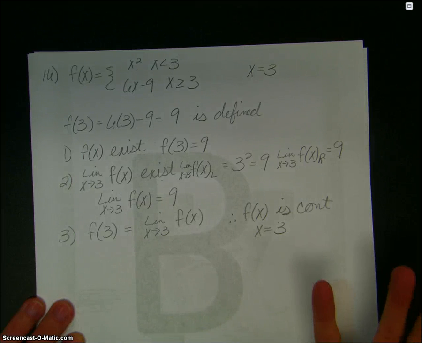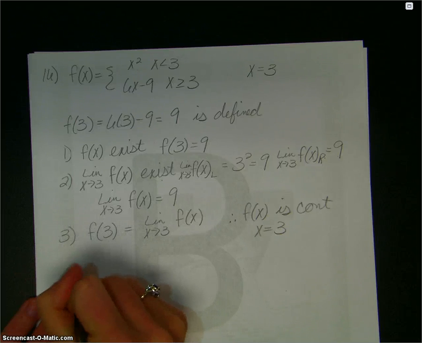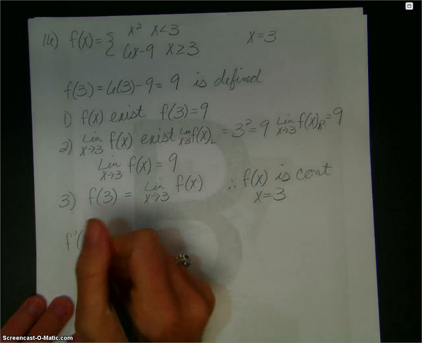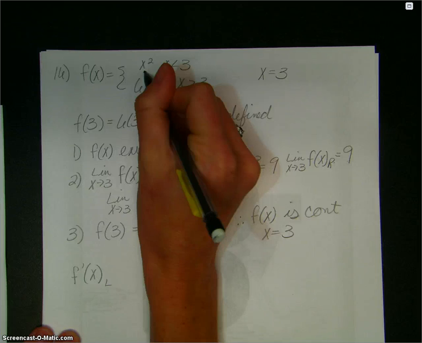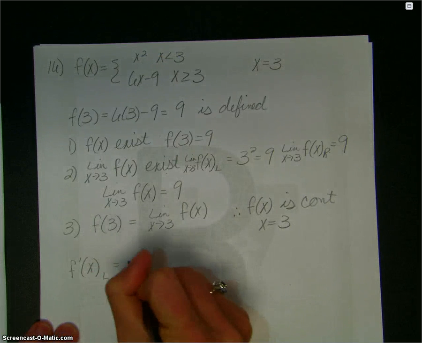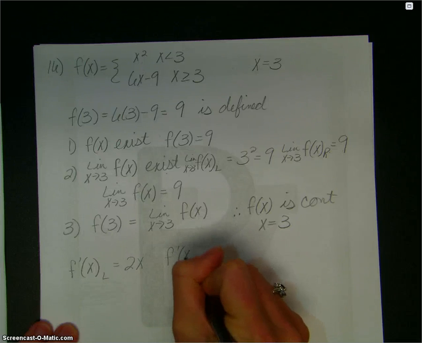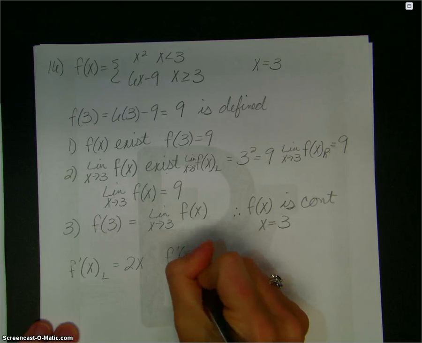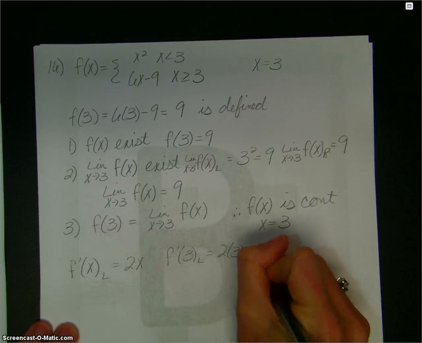Okay, so B tells me that it's continuous but not differentiable. So let's look at our derivatives. And again, I'm going to need to do this from 2 different sides when I look at this. So let's start with the derivative of f of x from the left. So here's my left equation again. So my derivative of that is going to be 2x. And so the derivative of f of x, at 3, as we're coming from the left, is going to be 2 times 3, which is 6.